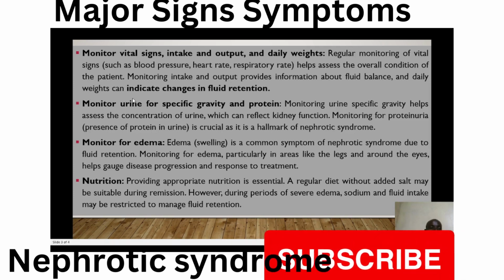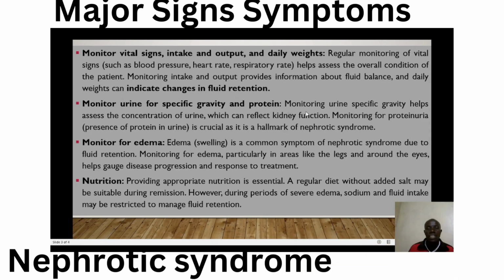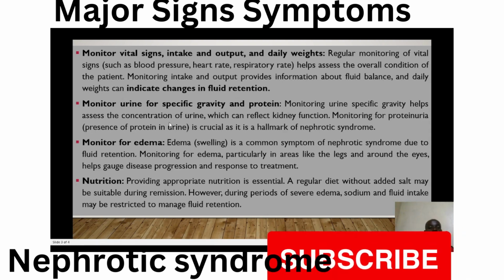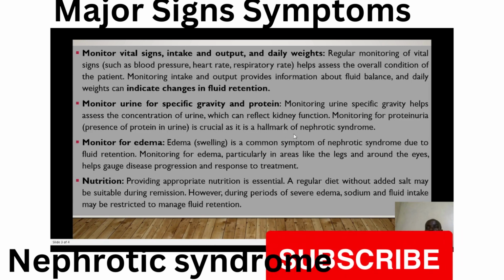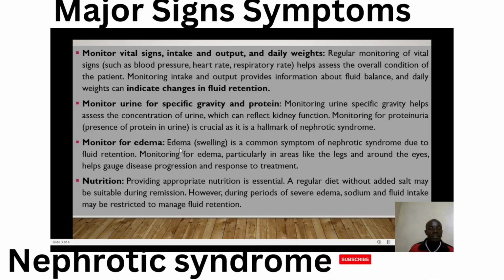Okay, monitoring urine for specific gravity and protein. Monitoring of this helps in assessing the concentration of urine, which can reflect kidney function. Also, monitoring for proteinuria, that is the presence of protein in urine, is a crucial hallmark of nephrotic syndrome, as we have indicated. We also have another intervention where we monitor for edema.